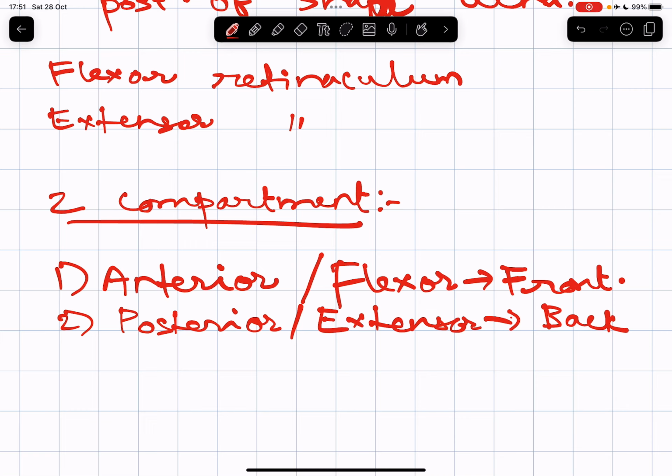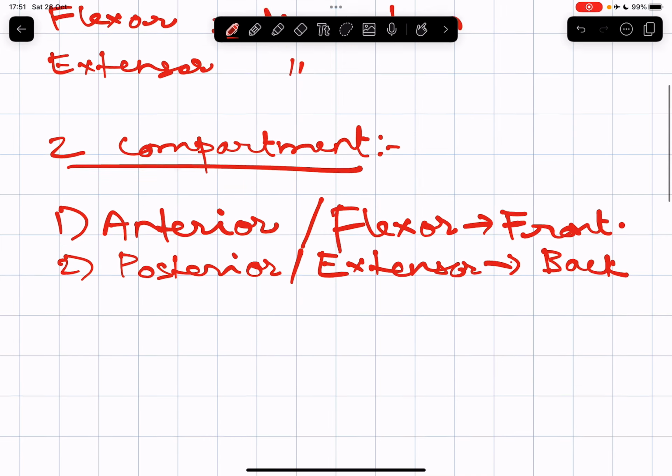Now, when you look at the muscles of the anterior compartment, that is the flexor muscles, they are more massive than the extensors because the flexor muscles work against gravity. Therefore, they are known as the anti-gravity muscles of the forearm. So name the anti-gravity muscles of the forearm. It is the flexor muscles of the anterior compartment.